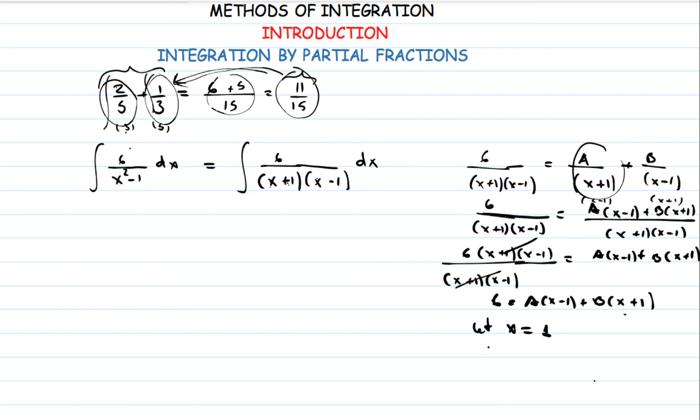So you're going to have 6 is equal to, here you're going to have 1 minus 1, 0, so this one disappears, is equal to b into, x is 1, so it's going to be 1 plus 1, 2, b into 2. So b is equal to 6 divided by 2, which is equal to 3. So we already have the value of b.